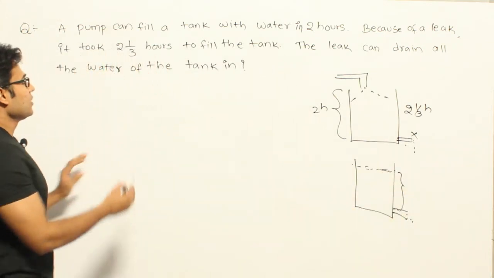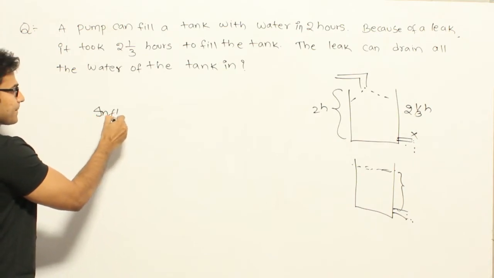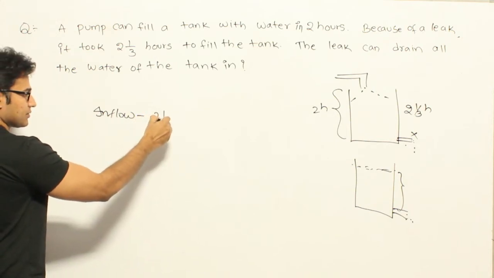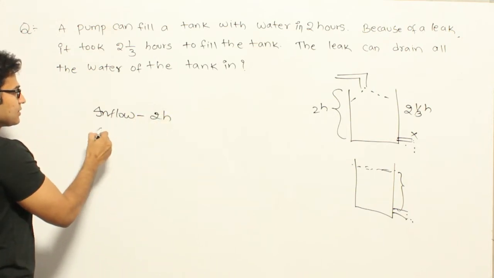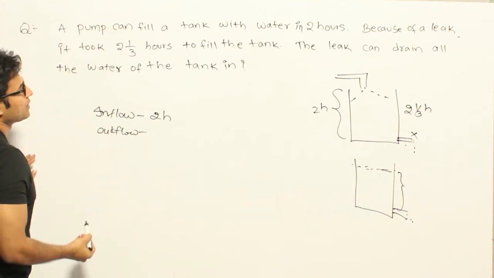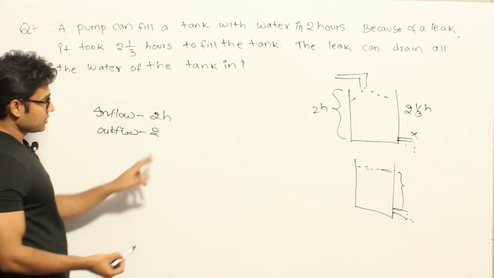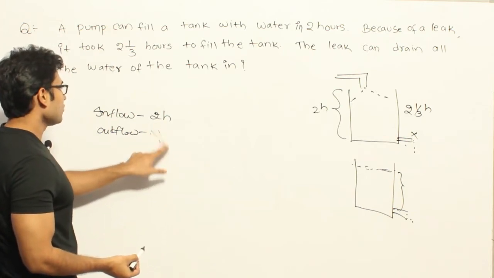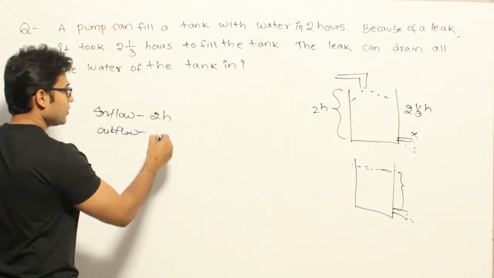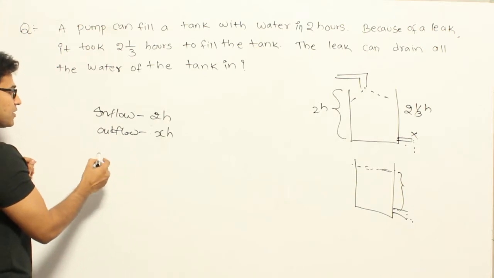So you can understand that pump is going to give us the inflow, right? So because of the inflow, we are able to fill the tank in 2 hours, right? And then the leak is giving us the outflow. Because of the outflow, we are able to empty the tank if I just allow the outflow, but then we don't know how much time it takes. We don't know that as of now. That is what we are supposed to find out.